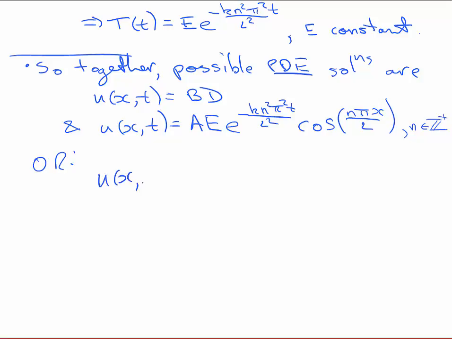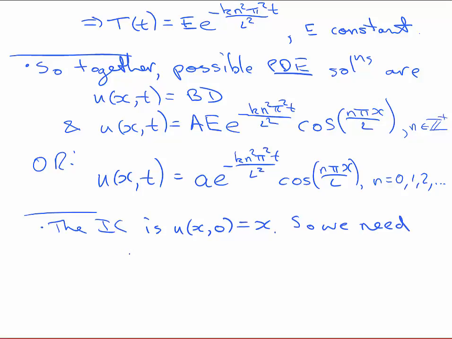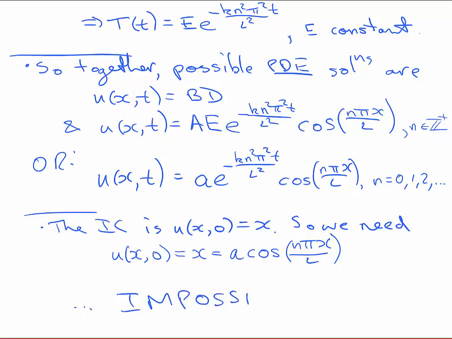But it turns out that the exponential cos will reduce to the constant when n is equal to 0, so let's just put it all together and write it as A times the exponential times the cosine, and we'll state explicitly that n can be 0, 1, 2, 3, and so on. So that's our possible solutions. And remember, the initial condition was x, so we would need our solution that we've just found at 0 to be equal to x, and that would mean that we'd have A times the cosine n pi x over L. Now that is just not going to be equal to x. It can't be forced to be that way. It's impossible to satisfy using our separated solution.